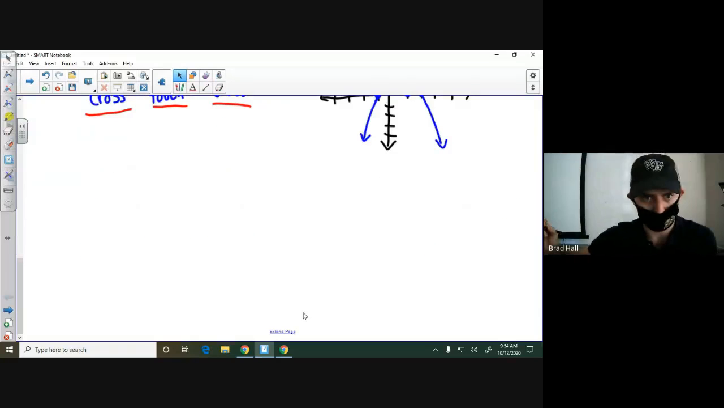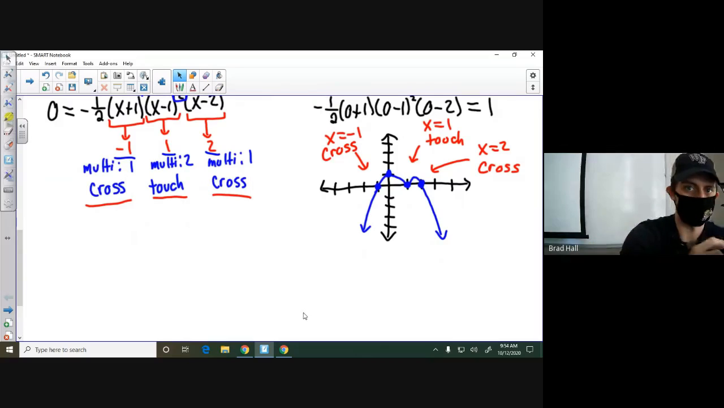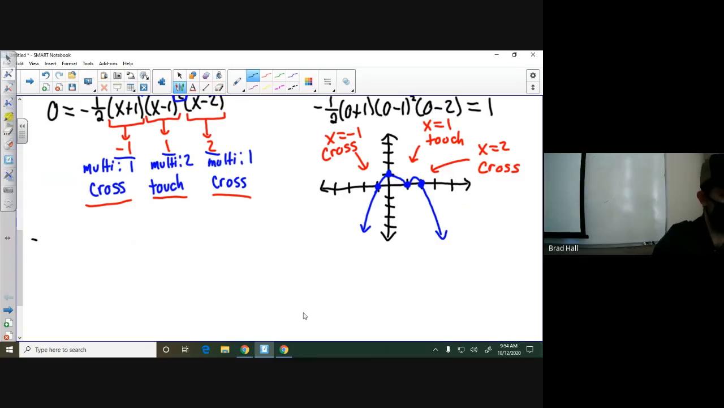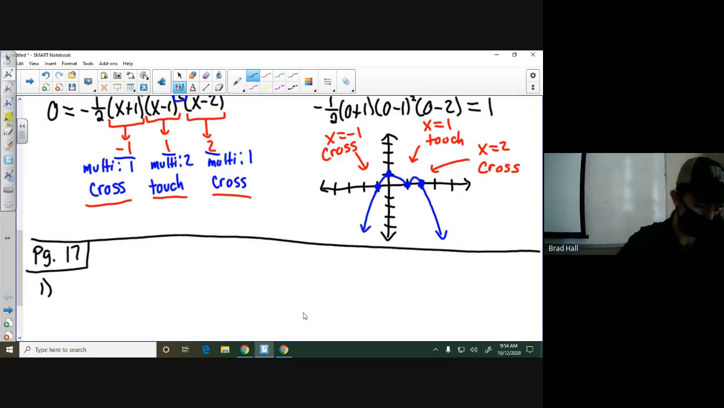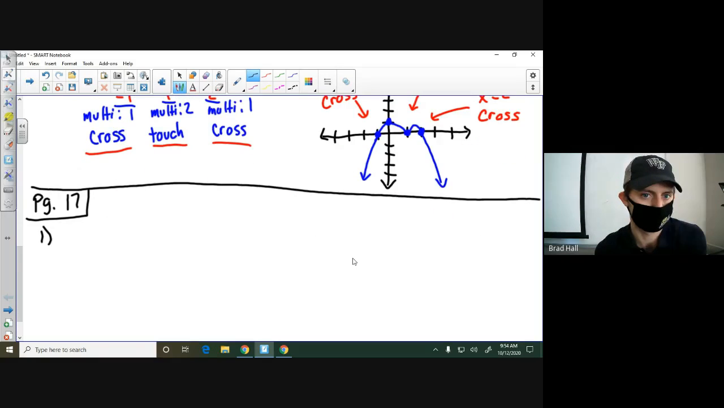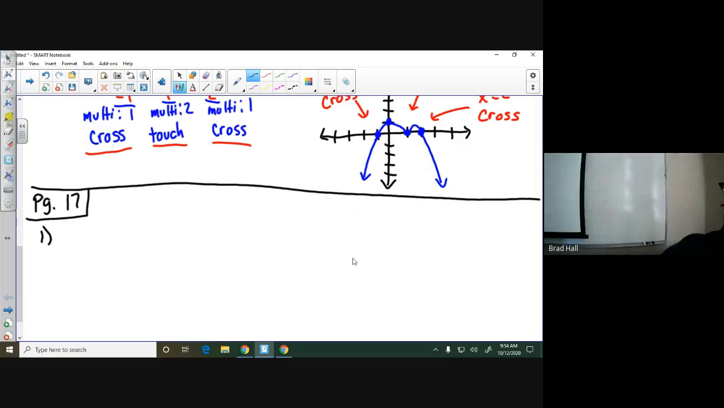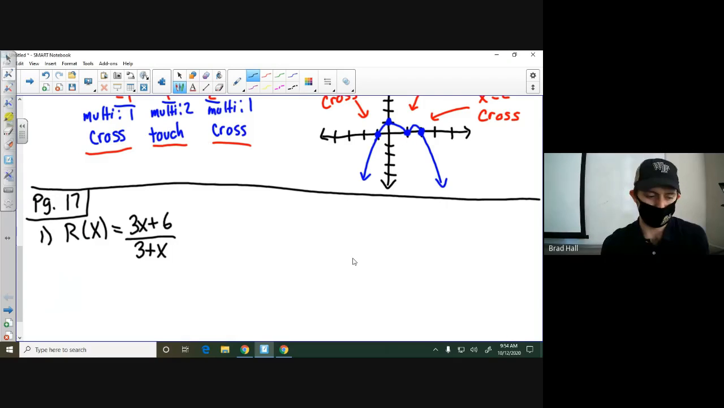So let's go ahead and extend the page and move on to page 17 because I assigned 2 problems from page 17. Start off with problem 1. And it gives us a function and it wants us to determine the domain, the intercepts, and the equation of the asymptotes.